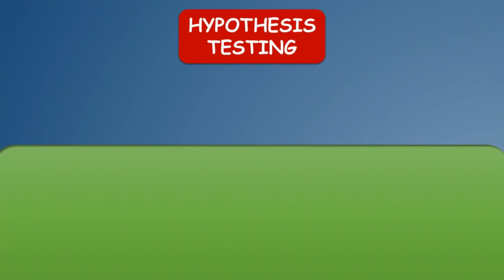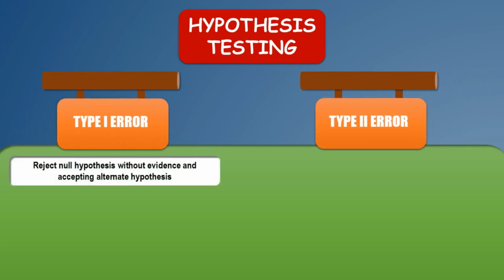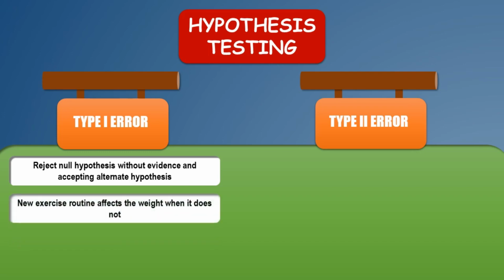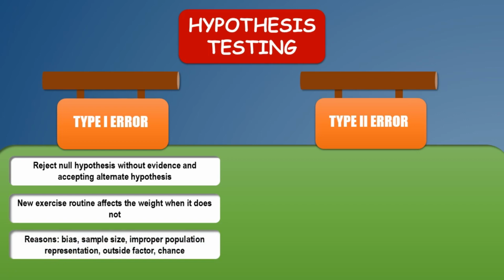But in data analysis, there are chances of errors, which in case of hypothesis testing is categorized into two: type 1 error and type 2 error. Type 1 error is where one rejects the null hypothesis and, of course, obviously accepts the alternative hypothesis while lacking the evidence to reject the null hypothesis. That is, taking the previous example, I concluded that a new exercise routine is affecting the weight when actually it is not. It can happen due to several reasons like researcher bias, not taking the right amount of sample, or sample does not properly represent the population, or some factor that is not in the study is affecting the result.